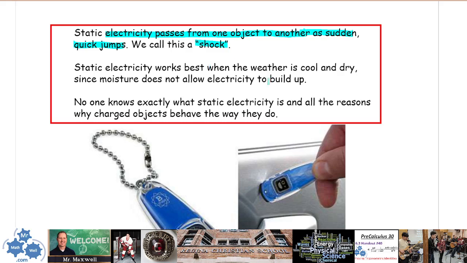Static electricity works best when the weather is cool and dry. Now, when I say works best, I guess the jumping of electricity from object to object when it's cool and dry. Moisture does not allow electricity to build up on surfaces. So if it's wet and rainy and warm, then electricity is not going to be able to build up very well. But cool and dry, there's not a lot of opportunity for this electricity that builds up to be leveled out or to be equalized.